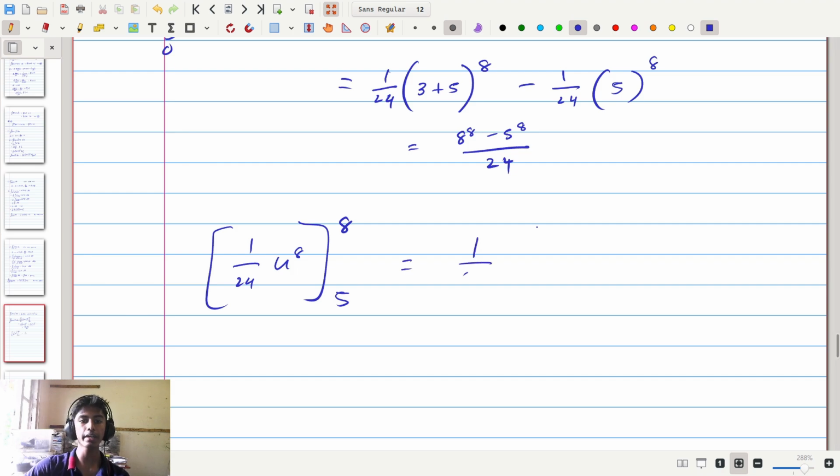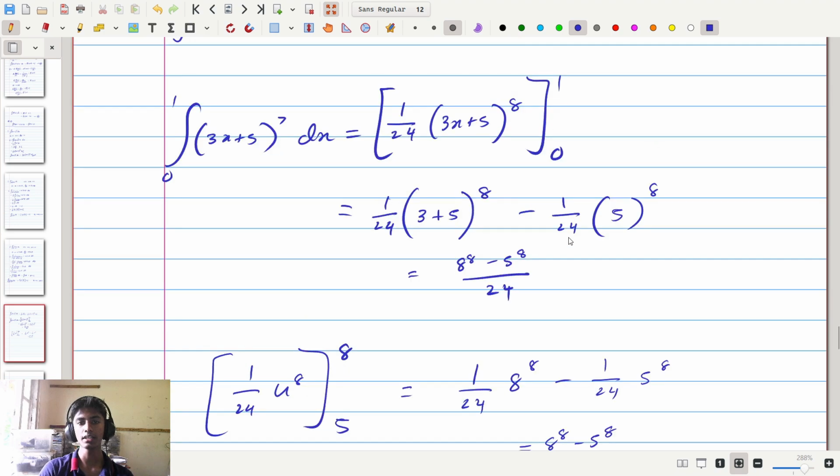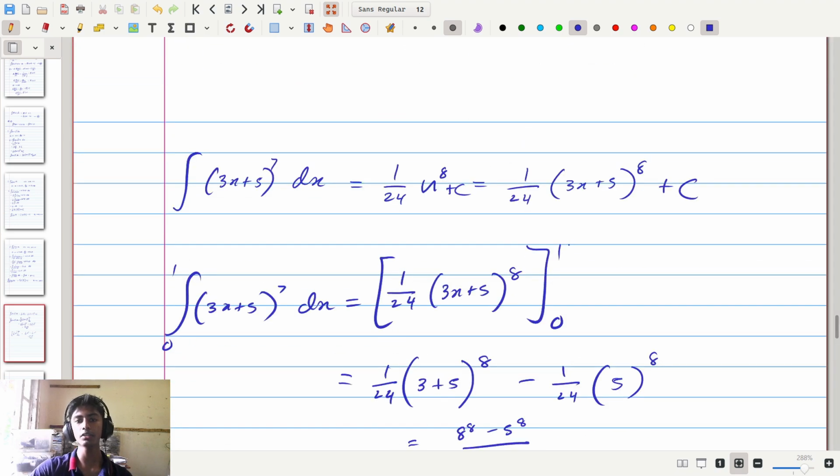we would still get 1 divided by 24 times 8 to the power of 8 minus 1 divided by 24 times 5 to the power of 8, which is 8 to the power of 8 minus 5 to the power of 8 divided by 24. What I'm trying to illustrate here is that rather than finding the original expression in terms of the original variable, we could just stick with our substituted variable and find the same value of the integral. The only thing is, when we do this, we need to adjust the upper and lower limits for the value of u corresponding to the original values of x.